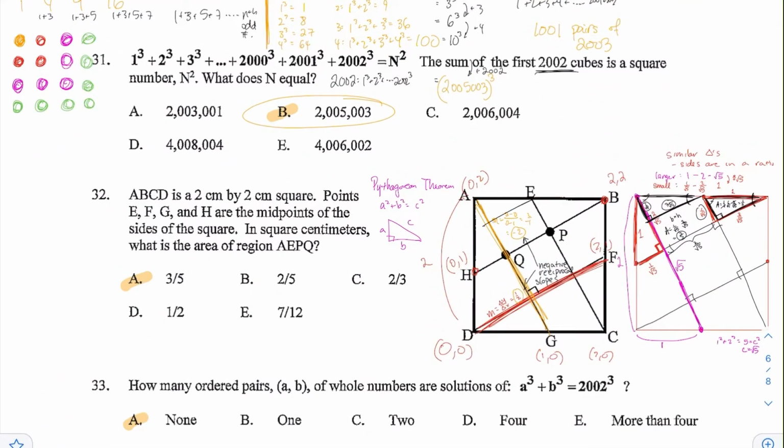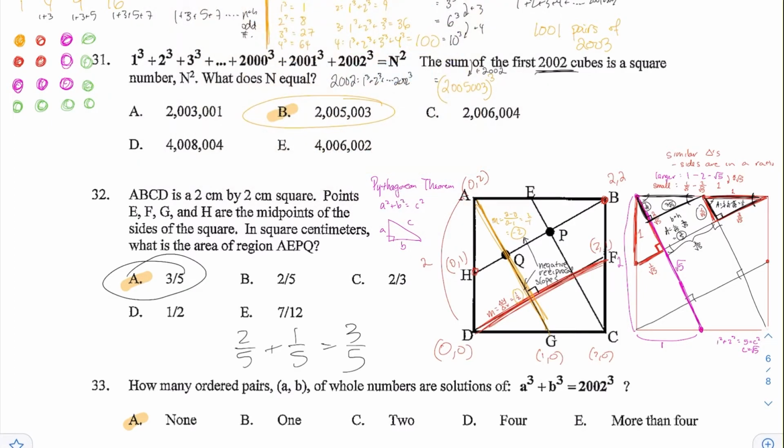So when you split this up, this piece is 2/5, and the top piece is 1/5. So when you add everything up, you'll have choice A, 3/5. And that will be the area for this section.